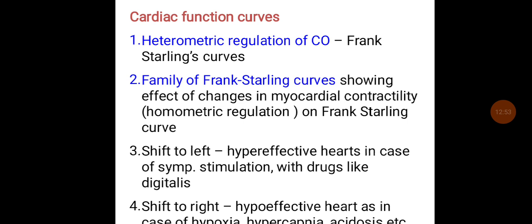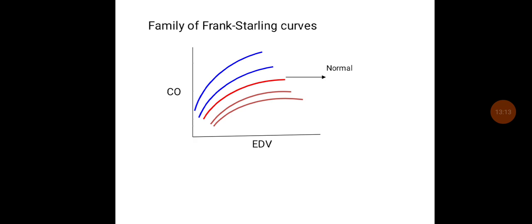Cardiac function curve. Okay, so heterometric regulation of the cardiac output can be studied by Frank-Starling curves. Okay, so here you have curves which are drawn with the end diastolic volume versus the cardiac output. As the end diastolic volume increases, the cardiac output is going to increase in this curvilinear fashion. Okay, as you see in the normal graph there.